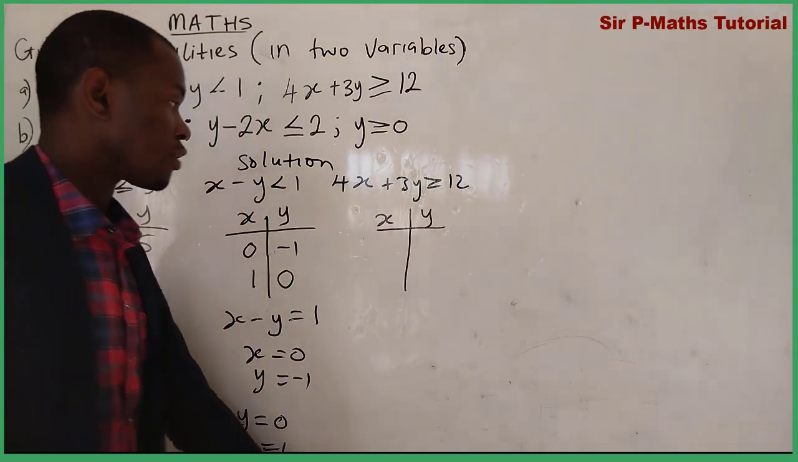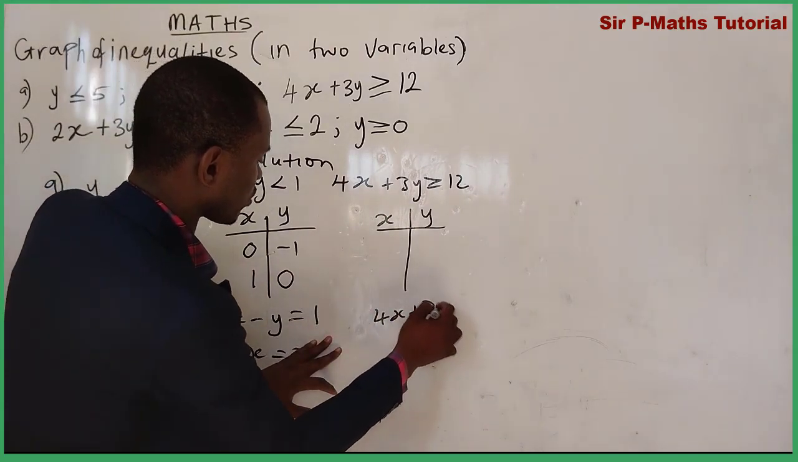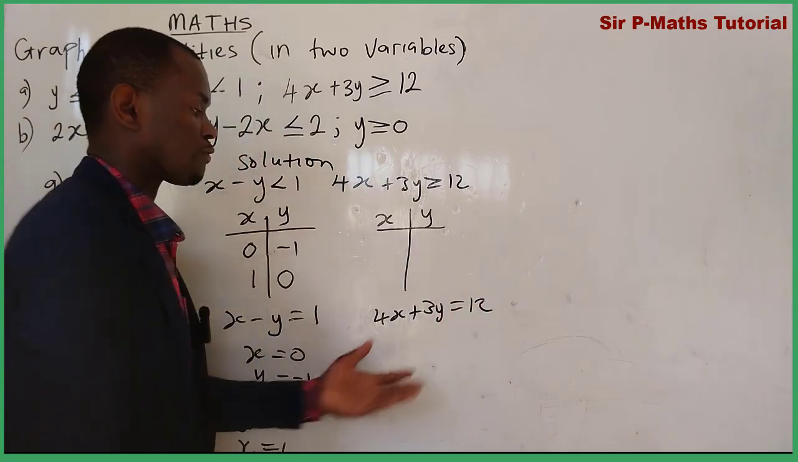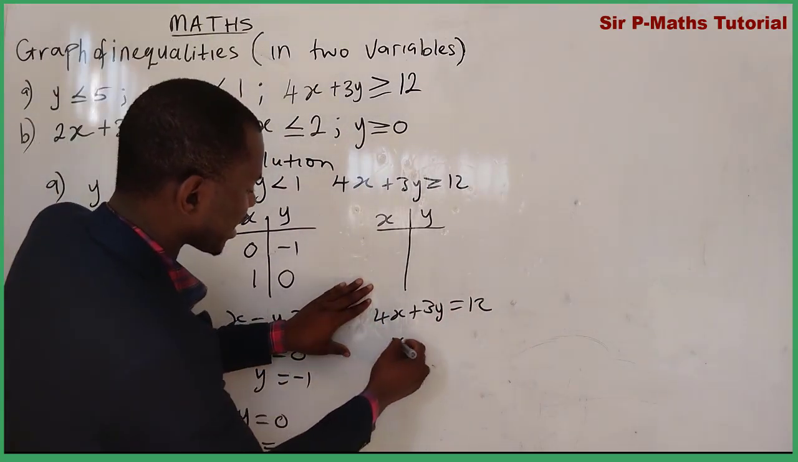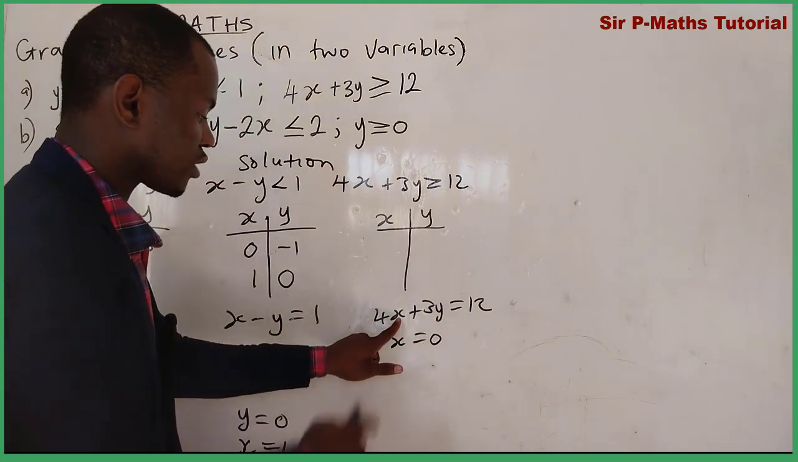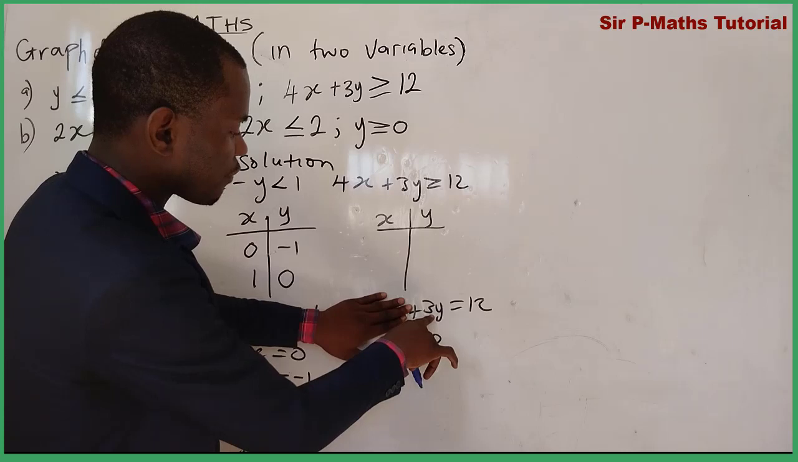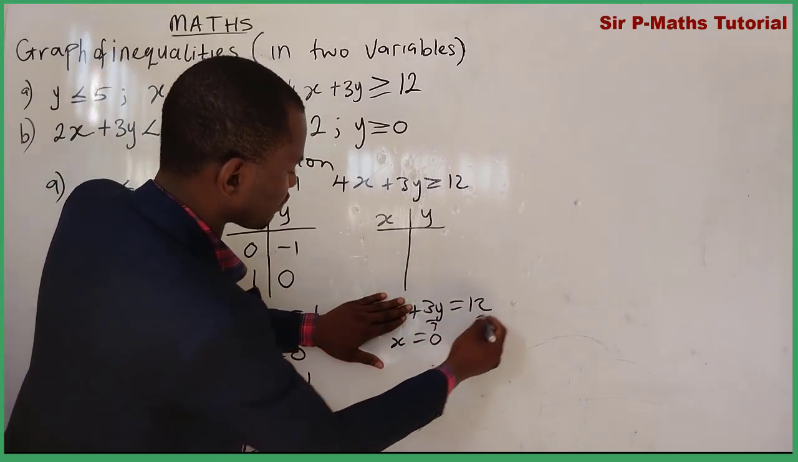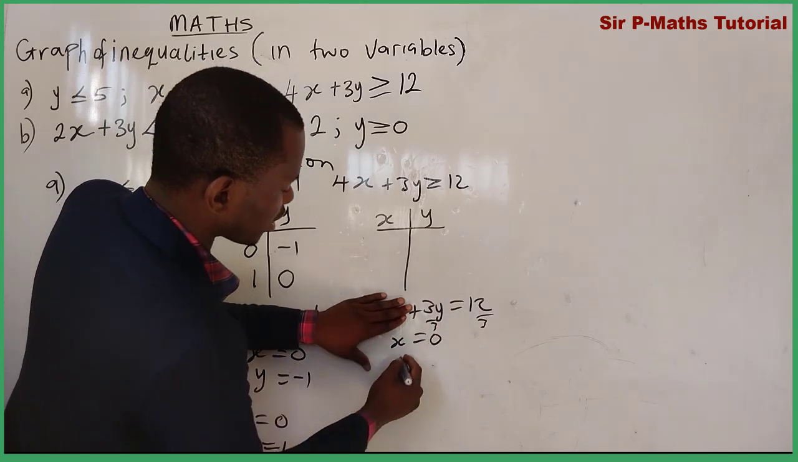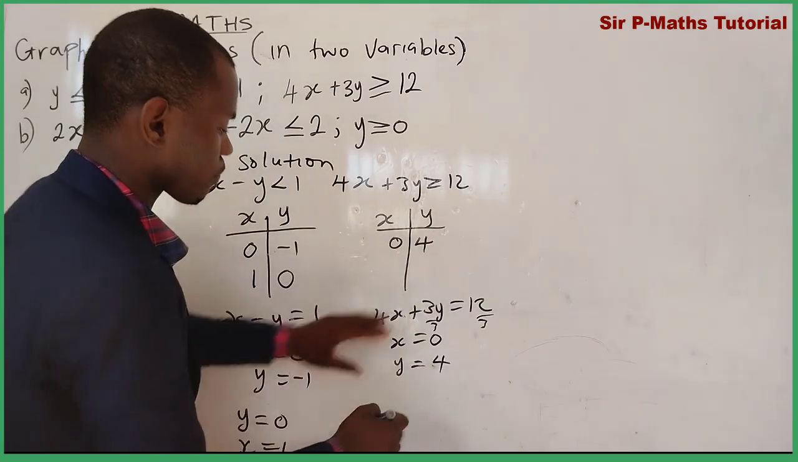Okay, then let's write it down. 4x plus 3y equal to 12. First thing, change it to equation. So when x is 0, if I put 0 here, 4 times 0 is 0, so x is gone. Divide both sides by the coefficient of y. If I divide here by 3, divide here by 3, that means my y will be equal to 4. I have 0 and 4.